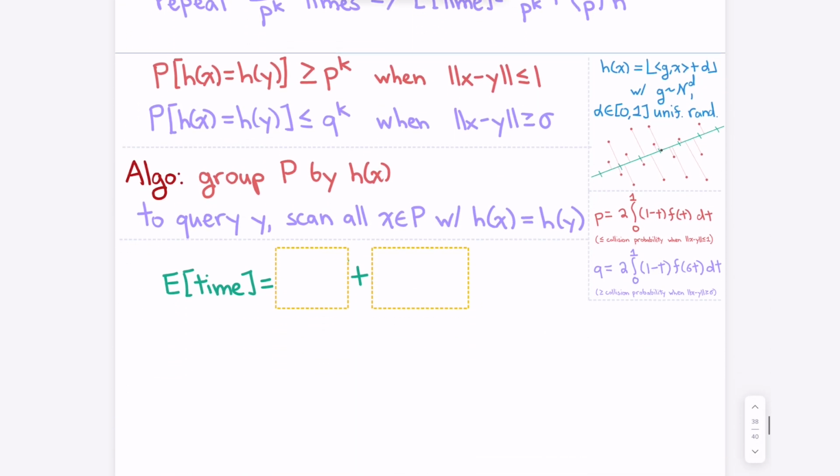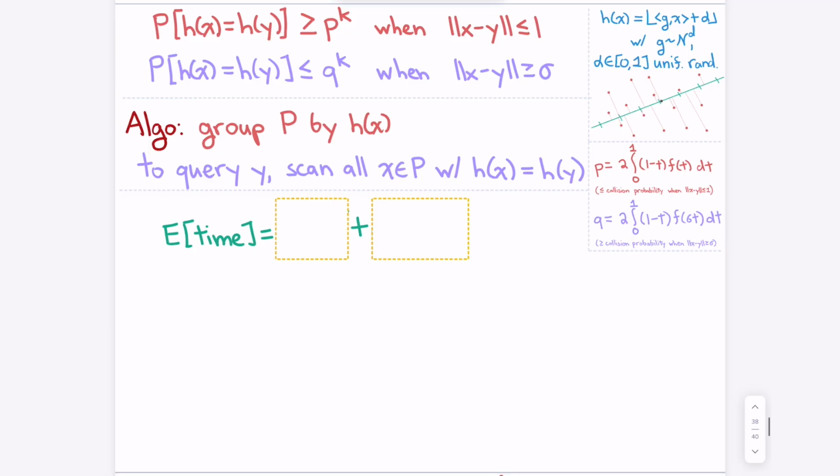Okay, so the expected time, what did I hide behind here? The expected total time is really, there's a factor of k here because you also need to compute the hashes. There's k of them.